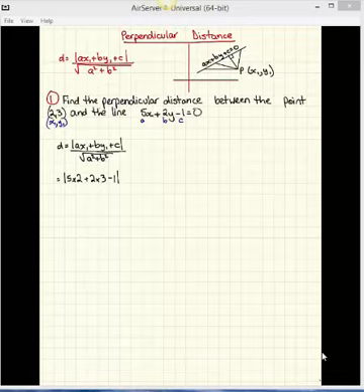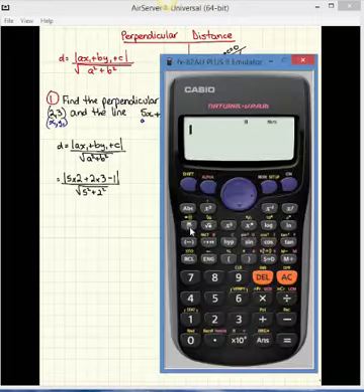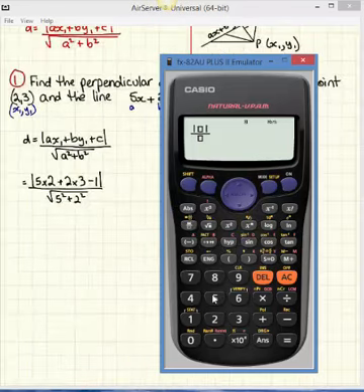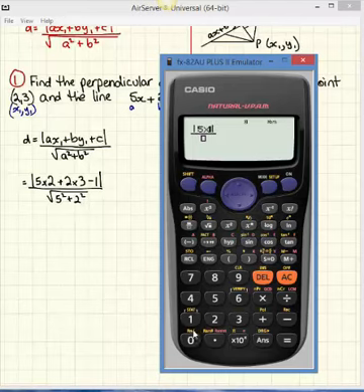And then we put that over the square root of a squared, so 5 squared, plus b squared, 2 squared. Okay, now at this point, it's straight calculator work. Unless they ask you to find the exact distance, you can type this straight in. So into your calculator, start off with your fraction, and then this button here is your absolute value button. So you'll see the absolute value signs come up, and then you type in exactly what you've got here. So 5 times 2 plus 2 times 3 minus 1.